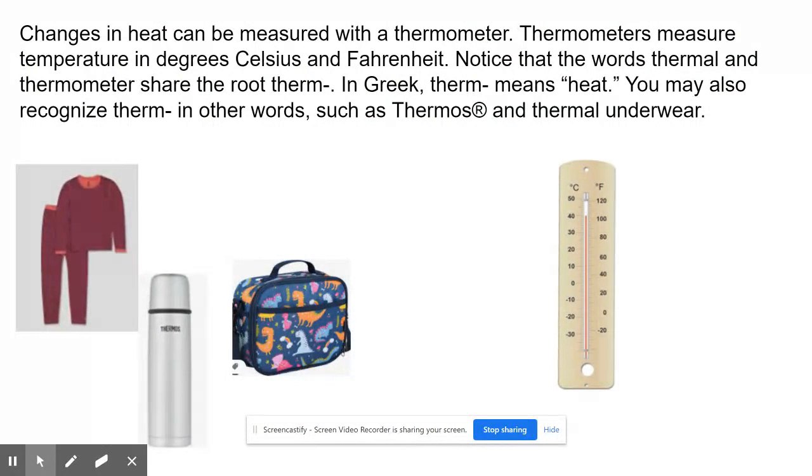Changes in heat can be measured with a thermometer. Thermometers measure temperature in degrees Celsius and Fahrenheit. Notice that the words thermal and thermometer share the root therm. In Greek, therm means heat. You may also recognize therm in other words, such as thermos and thermal underwear.